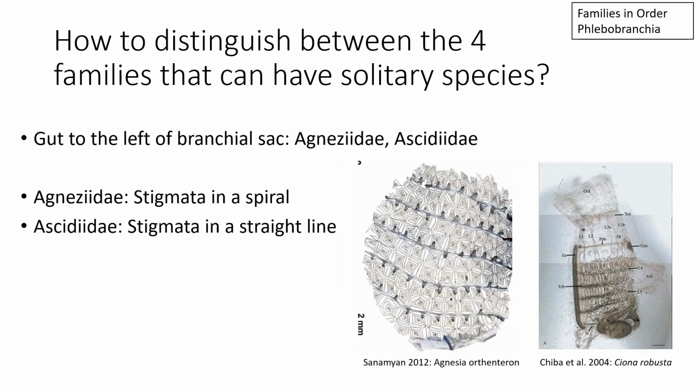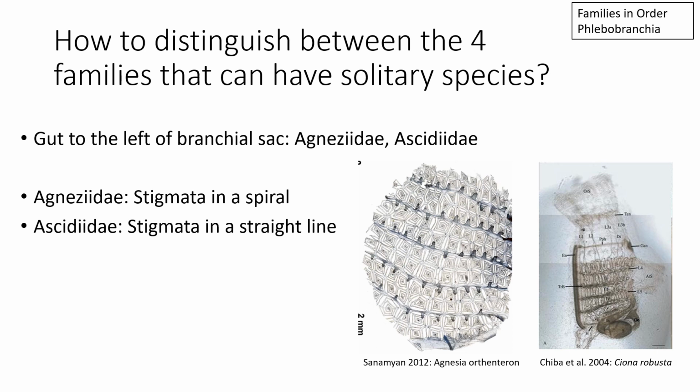In these families that are phlebobranchs, that are solitary and have the gut to the left of the branchial sac, it's either Agnesidae or Ascididae. Now, to tell the difference between these two, you want to zoom in onto their stigmata. Stigmata are the holes in the mesh of the branchial sac, so that the water can flow through it. That water flow helps with obtaining food and respiration.